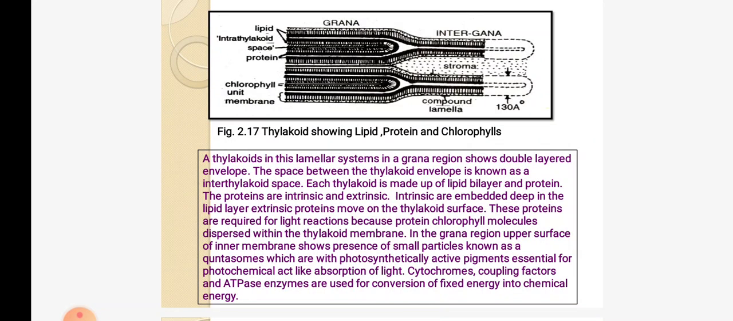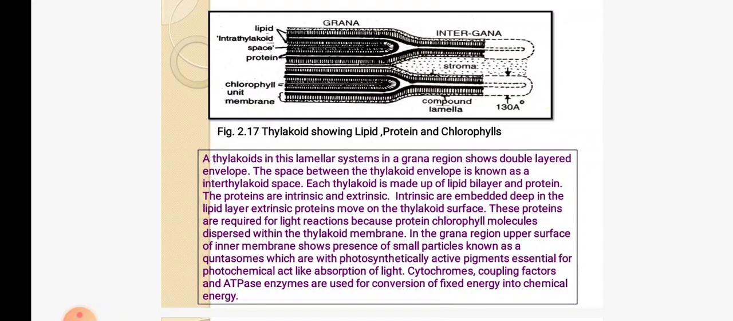Proteins are intrinsic or extrinsic. Intrinsic proteins are embedded deep in the lipid layer and extrinsic proteins move on the thylakoid surface. The proteins are required for light reactions because protein and chlorophyll molecules are dispersed within the thylakoid membrane.